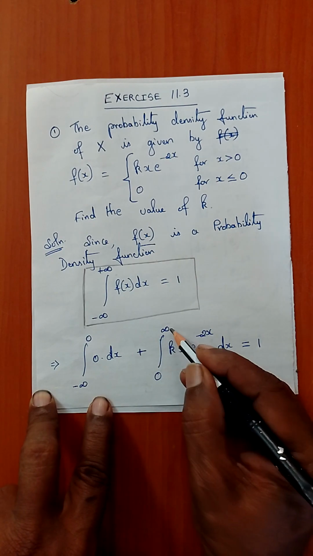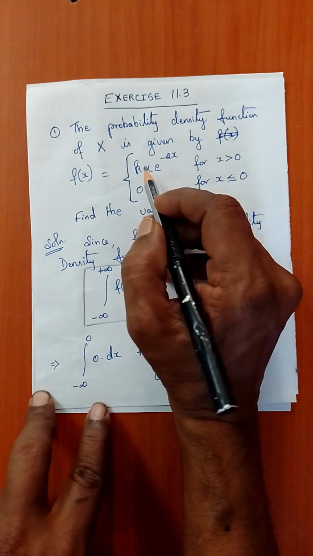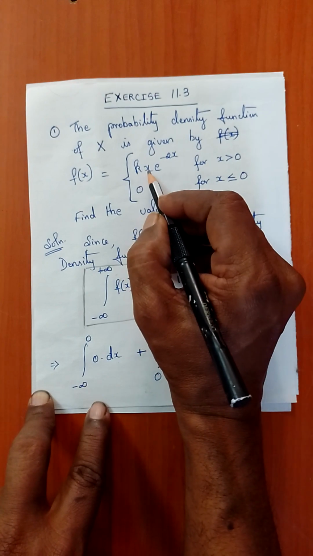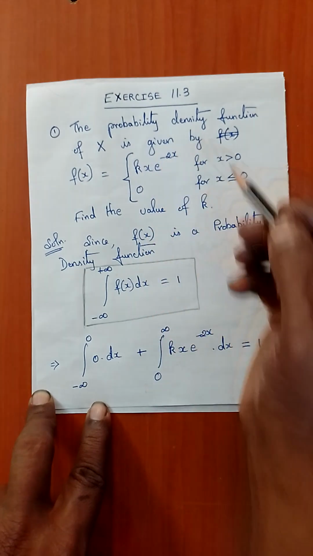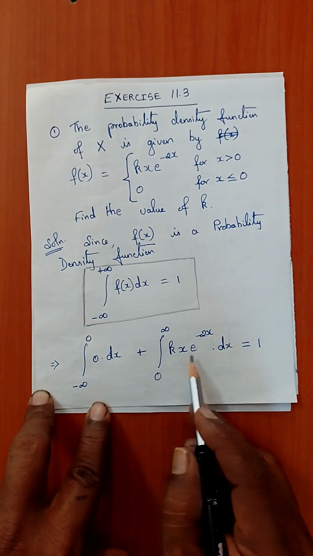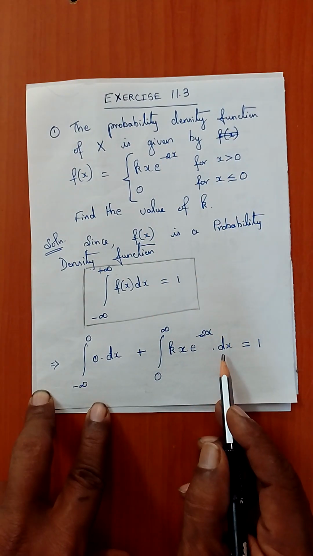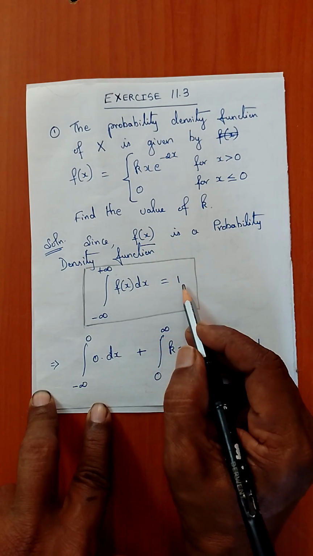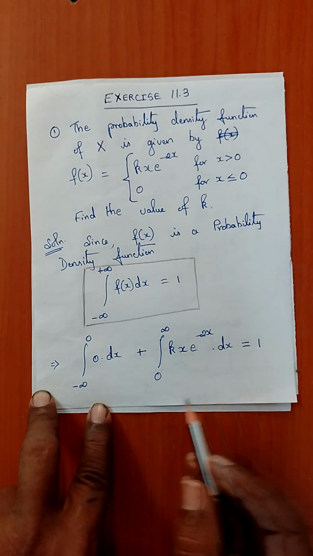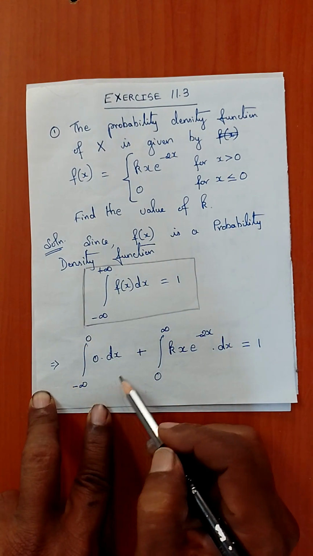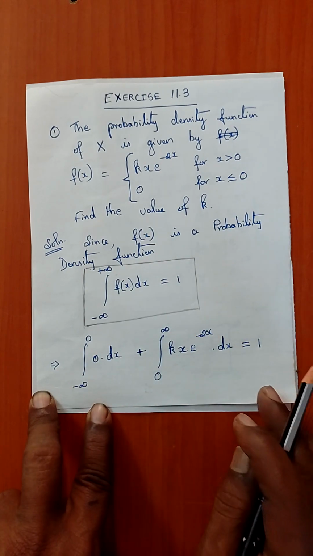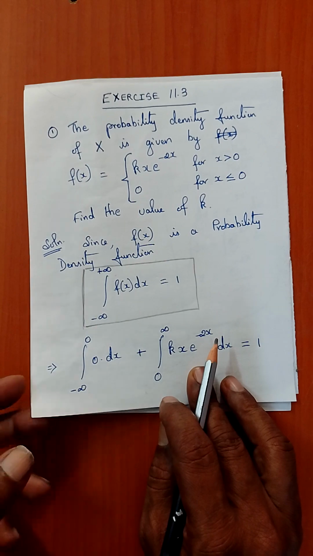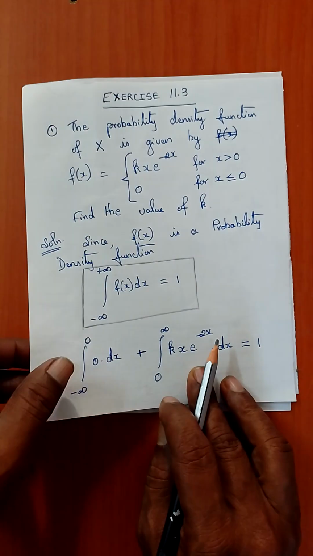Then from 0 to infinity, the function has the value kx e power minus 2x. Therefore, you substitute this value in f of x. So, kx e power minus 2x into dx, and the right hand side is 1. Now, the first integral value is 0. So, we need to integrate the second integral. For that, we make use of integration by parts.